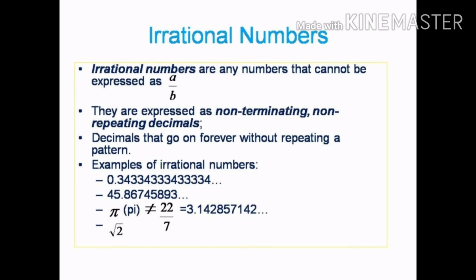When coming to irrational numbers, the numbers that cannot be expressed as a by b are called irrational numbers. And one more thing, they are expressed as non-repeating and non-terminating decimals. Understood? Non-repeating means a pattern of digits is not repeating here. Terminating means it stops.